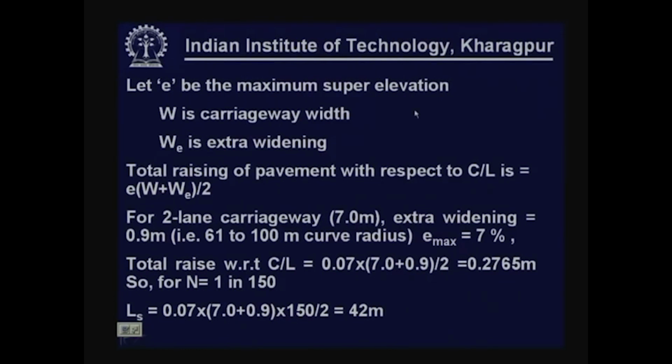If E is the maximum superelevation, W is the carriageway width, We is the extra widening, then the total raise of pavement with respect to center line is E into (W plus We) divided by 2. Why divided by 2? Because rotation is with respect to center line. Therefore, for 2-lane carriageway, it is assumed that the carriageway is 2-lane with 7 meter, extra widening is 0.9 meter. So, E max is 7%, accordingly total raise is 0.2675. So, N 1 in 150 means 42 meter length.